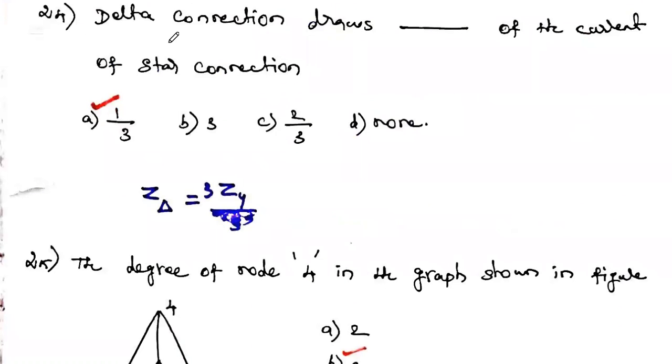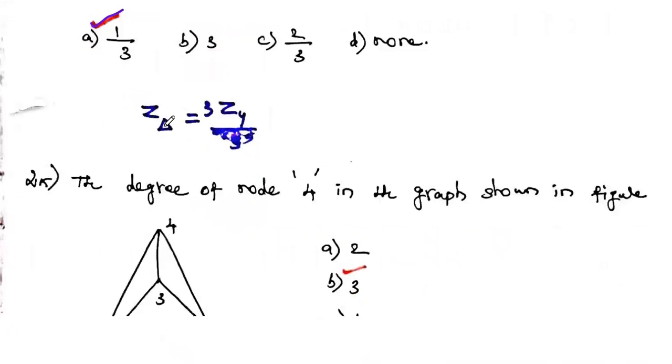Then the next question: the delta connection draws dash of the current of star connection. The options are 1 by 3, 3, 2 by 3, and 1 by 3. You know the impedance in the delta network is 3 times the impedance of the star network. The impedance in delta is 3 times the star impedance. That's why the current supplied is 1 by 3 times. So the answer is 1 by 3.